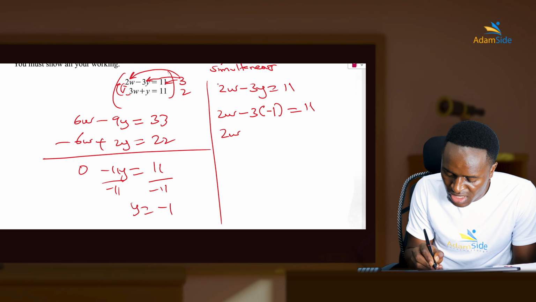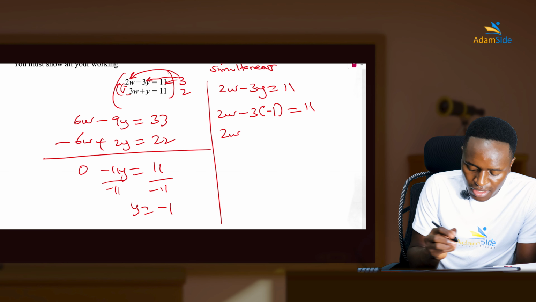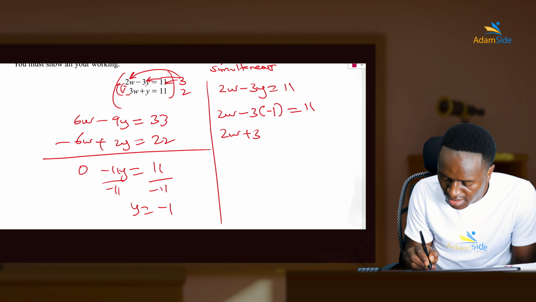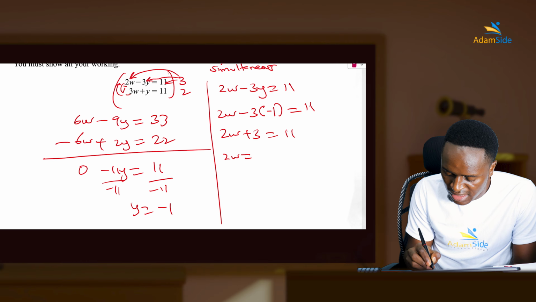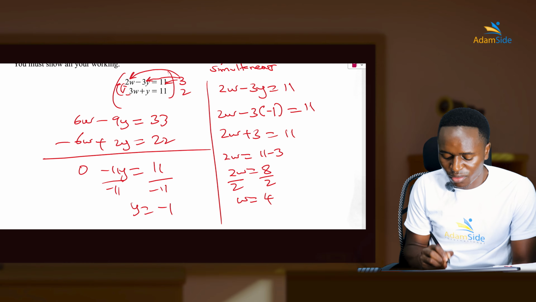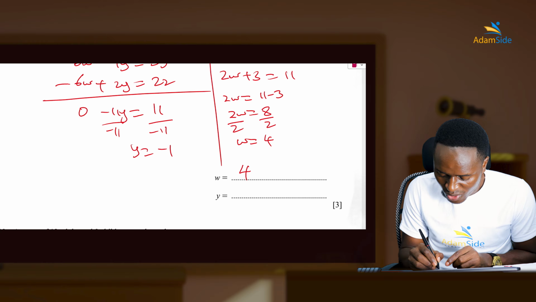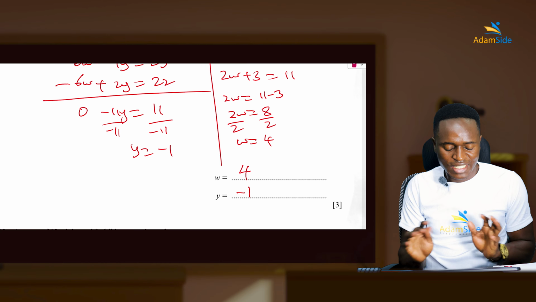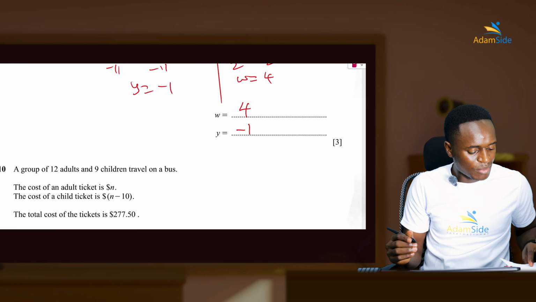So you get 2w plus 3 is equal to 11. And then you say 2w is 11 minus 3. 2w is equal to 8. Divide by 2, divide by 2. w is 4. That's it. And then w is 4, y is negative 1. You get your answer correctly and score marks by showing all the steps.